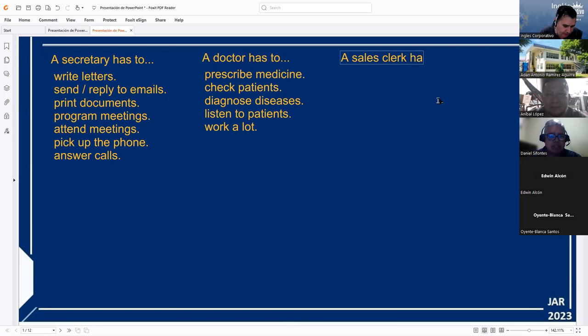What does a sales clerk have to do? Teacher, what's a sales clerk? A sales clerk is a person that works, for example, at Siman, or works in a department store selling things. So what does a sales clerk have to do? Selling things. Yes. A sales clerk has to sell, let's say, items, because we don't know what they are. Items is in general. A sales clerk has to sell items, maybe sell clothes, telephones, or wares like fans or other things.